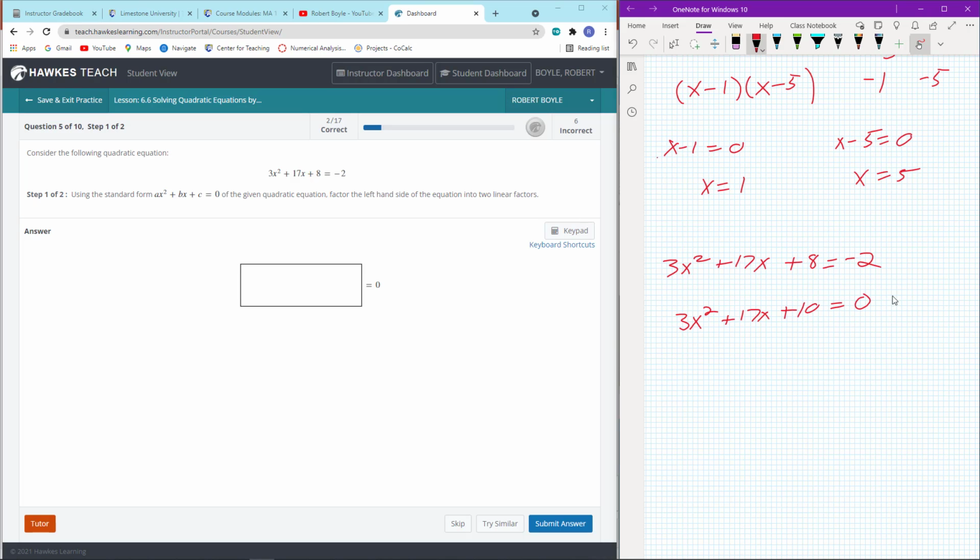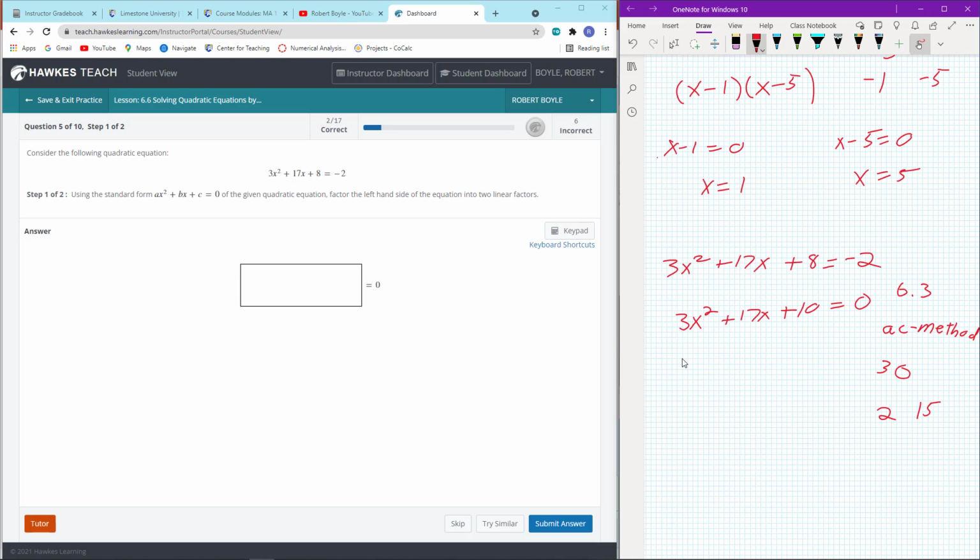Okay, now we need to factor this. Now this is a 6.3 type problem, so we need to use the AC method. With the AC method, I want to multiply a times c, 3 times 10, which will give me 30. And then I want to find factors of 30 that will sum to 17. And those two factors would be 2 and 15. 2 times 15 is 30. 2 plus 15 is 17.